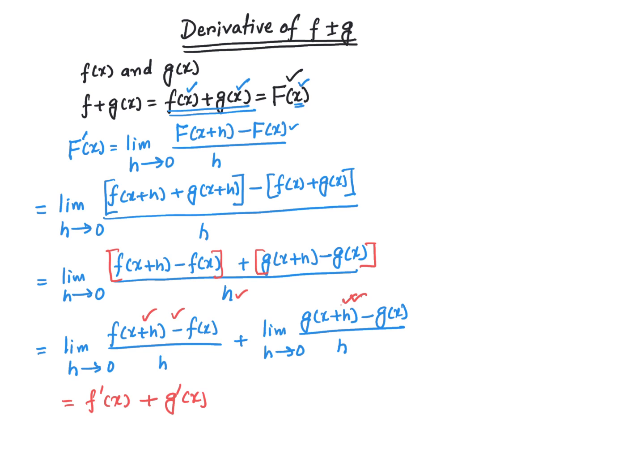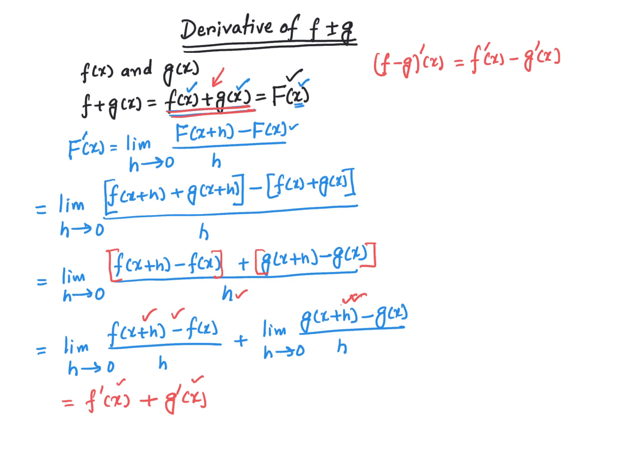So I just showed that the derivative of f of x plus g of x is nothing but f prime of x plus g prime of x. And similarly, we could show, just by using the exact same argument and by changing the sign right here, that if I use negative instead of positive, the derivative of f minus g of x is nothing but f prime of x minus g prime of x.